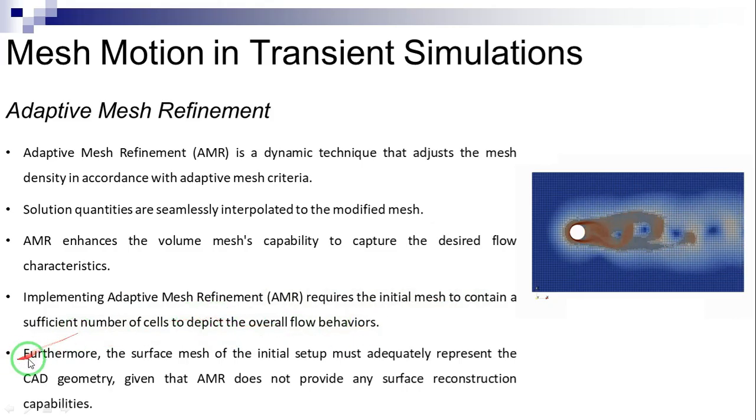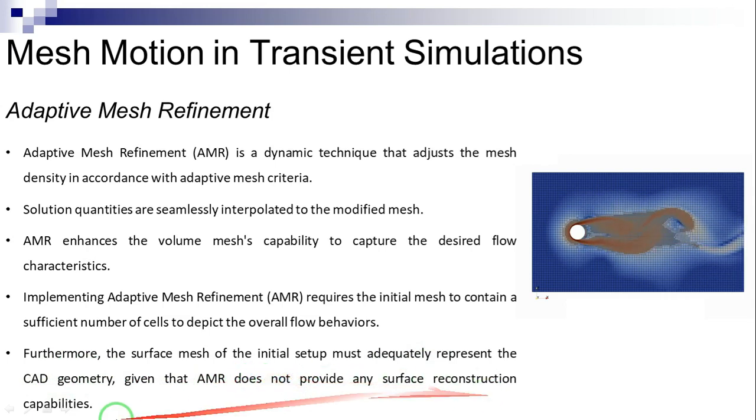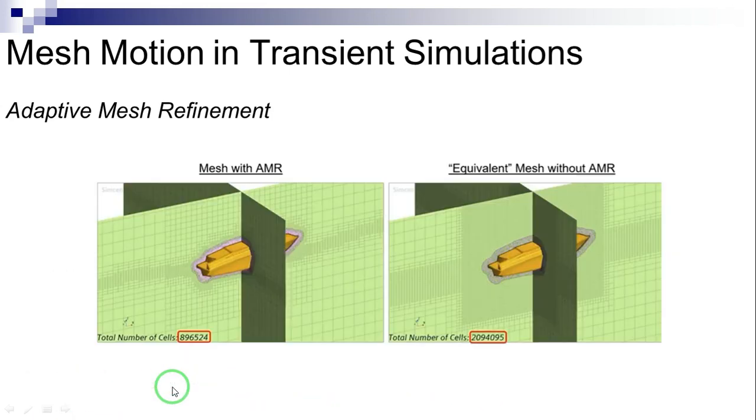Furthermore, the surface mesh of the initial setup must adequately represent the CAD geometry, given that AMR does not provide any surface reconstruction capabilities. As illustrated in this figure, for a maneuvering vessel, utilizing AMR can significantly decrease the number of cells in the computational domain, resulting in a notable reduction in computational costs.